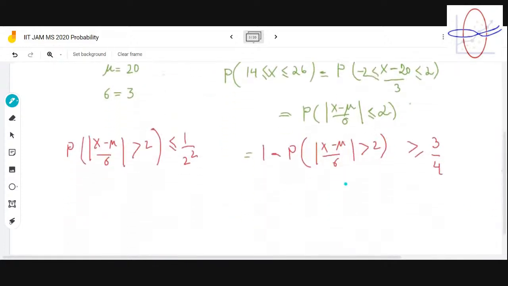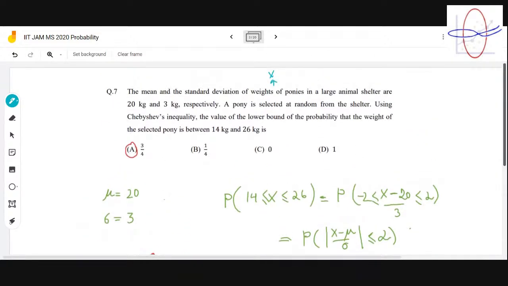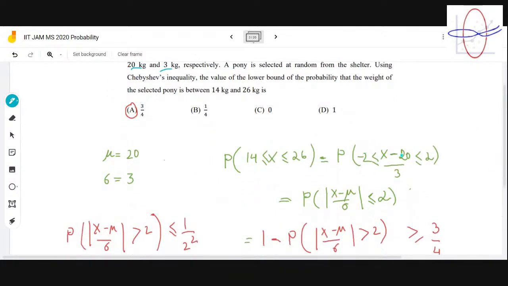What is Chebyshev inequality? Chebyshev inequality says that probability that |x minus mu| by sigma is greater than some k is less than or equal to 1 by k square. So we have to change it into that format. Mu is equal to 20 here, and sigma is equal to 3. If you subtract 20, you get minus 6 and 6, divided by 3, you get minus 2 and 2, and you get probability that |x minus mu| by sigma is less than or equal to 2.